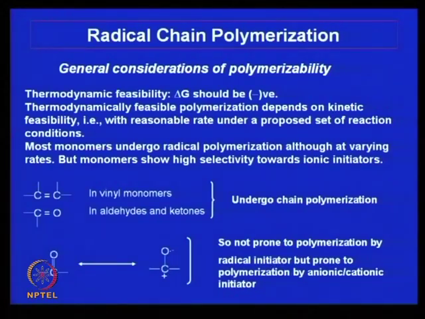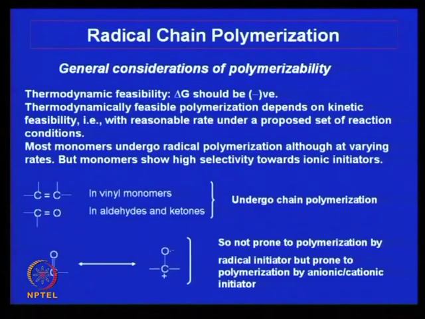Now, in case of condensation polymerization, you have seen that minimum requirement for the reactant molecules to be polymerized is bifunctionality. The reactant should be bifunctional, at least should be bifunctional. In case of radical chain polymerization, we must have such type of consideration, although the monomers which undergo addition chain polymerization do not contain such type of functional groups. What are those things?